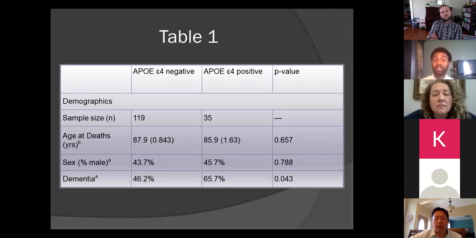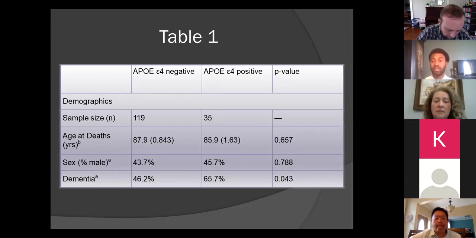Table 1 shows the sample size for APOE epsilon 4 negative and APOE epsilon 4 positive, and also the age at which these people died. Like I was telling you, it's older people, with aging neurons and reduced function. People who were APOE epsilon 4 negative averaged 87.9, and APOE epsilon 4 positive averaged 85.9. Moving on to sex, the percentage of males was 43.7% APOE epsilon 4 negative and 45.7% APOE epsilon 4 positive.